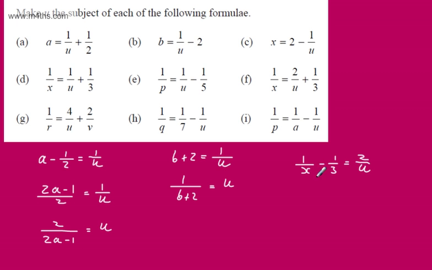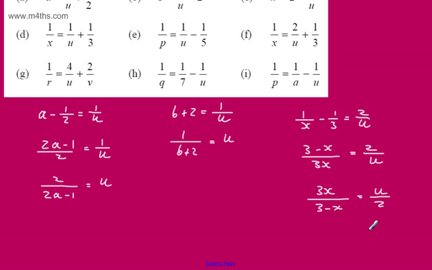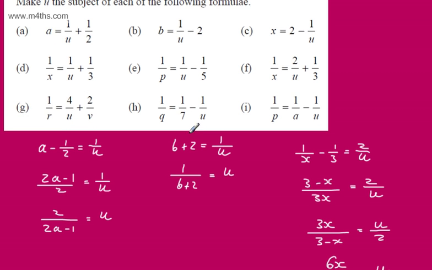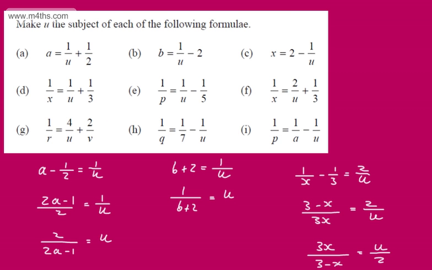I'm now going to combine these fractions. So I'm going to have 3 minus x over the common denominator of 3x is going to be equal to 2 over u. At this stage now, I can invert the fractions. So we're going to have 3x over 3 minus x is equal to u over 2. And then I'm simply now going to multiply both sides by 2. That will give me 6x over 3 minus x is equal to u. So in these particular cases, we're combining fractions and then inverting the fraction.